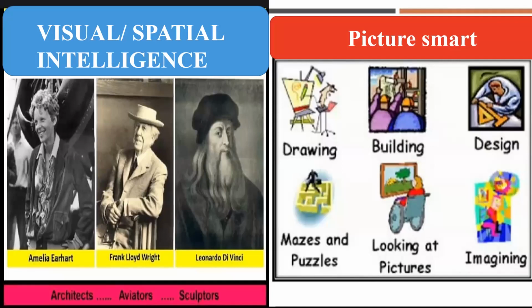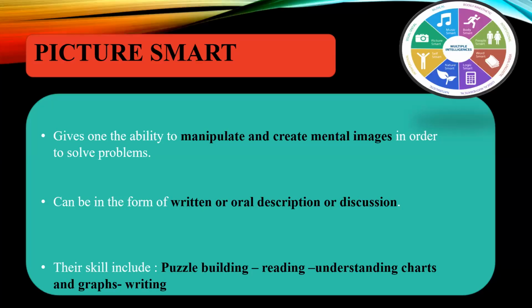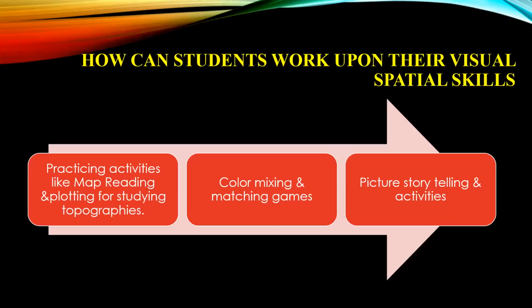If you are good in visual spatial intelligence, what are the things you can do? You can do drawing, building, design, mazes, puzzles, looking at pictures, imagining, and you can be an architect, aviator, and sculptor. Picture smart people have the ability to manipulate and create mental images in order to solve problems. It can be in the form of written or oral description or discussion. Right? Their skills include puzzle building, reading, understanding charts, and graph writing.